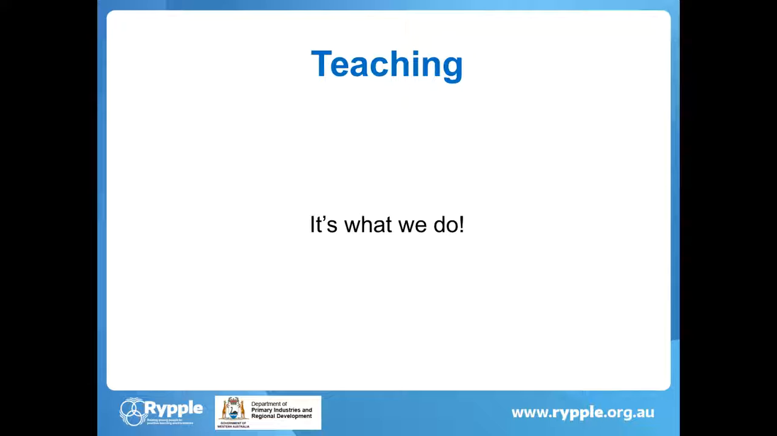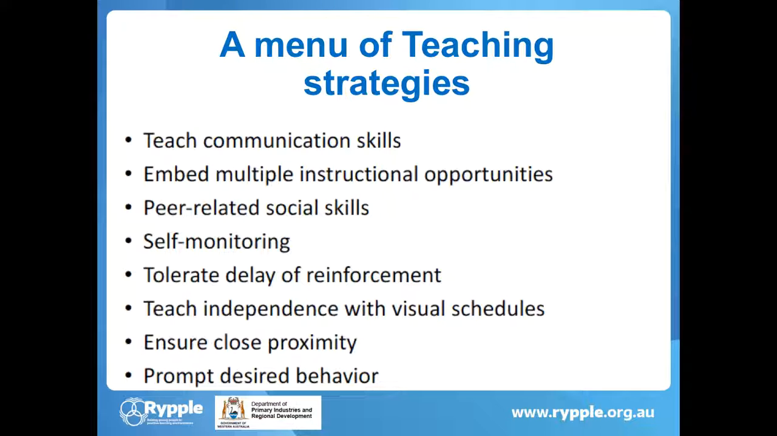So teaching is the next strategy. We need to teach the child what we want them to do instead. We need to actively and explicitly teach the replacement behaviour. This is good news because this is what we do. We're educators, educating kids to do a whole heap of different things. We're going to specifically educate the child. How do we do this particular behaviour that we want you to do instead?